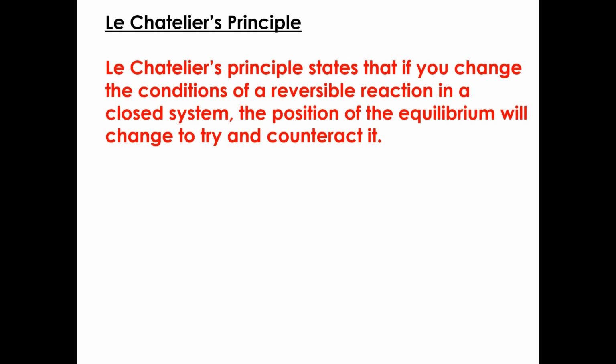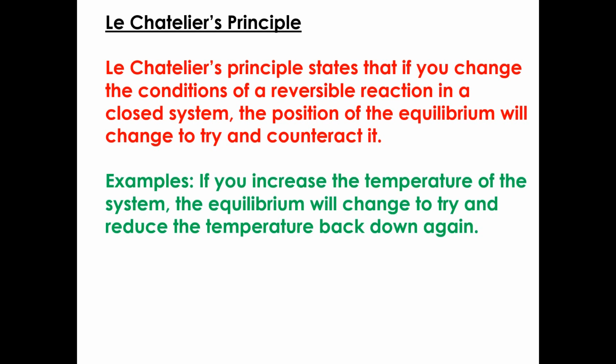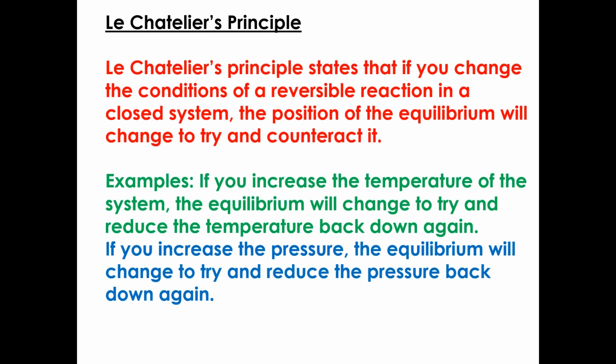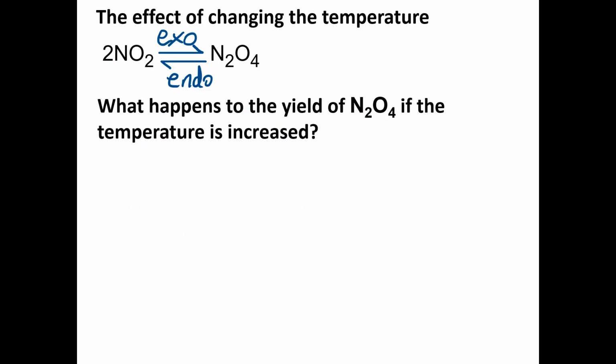Le Chatelier's principle can be used to predict what would happen if you change the conditions of a reversible reaction. And Le Chatelier's principle states that if you change the conditions of a reversible reaction in a closed system, the position of the equilibrium will change to try and counteract it. So whatever you do to the reaction, it will try and undo that change. For example, if you increase the temperature of the system, the equilibrium will change to try and reduce the temperature back down again. If you increase the pressure, the equilibrium will change to try and reduce the pressure back down again. Let's take a look at the effect of changing the temperature.